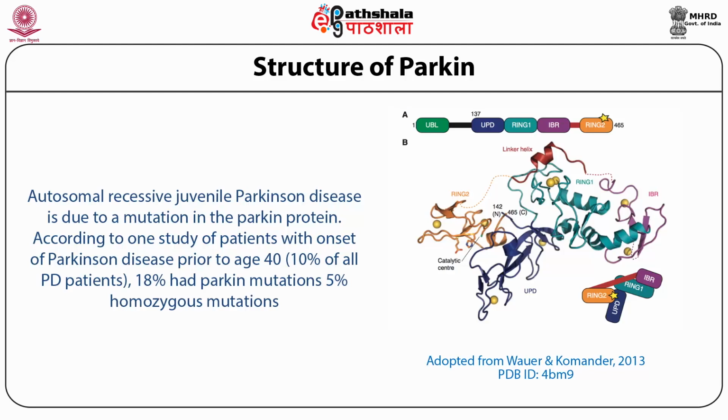If you see the domain structure of the Parkin protein, the last domain, RING2, is where the mutation is generally seen, which causes the dysfunction. When it doesn't do ubiquitination, protein degradation is hampered, and those proteins start forming aggregates.